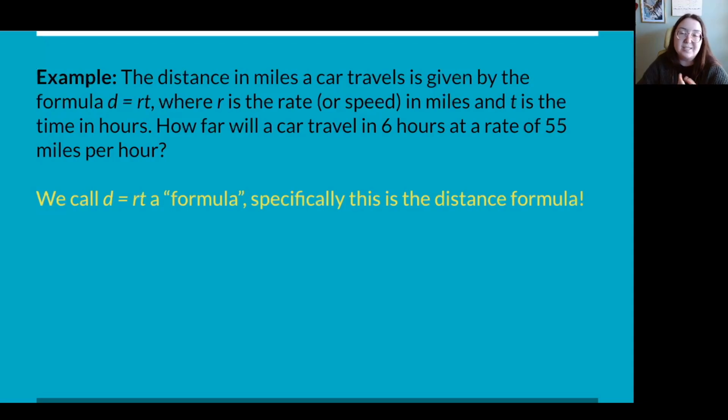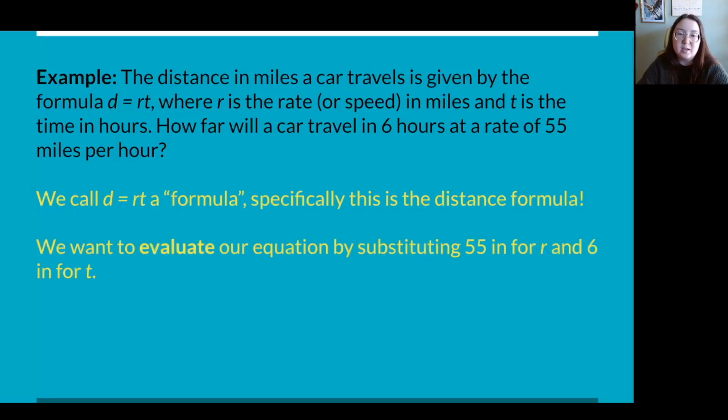So we would call d equals rt a formula. So that being a formula, it's kind of like a rule that it's telling us, it's instructions really. It's telling us that distance is equal to rt, which is going to be rate times time. That is being multiplied. And specifically, this is called the distance formula. So we want to evaluate, that's the key word here, evaluate our equation by substituting 55 in for our rate and 6 in for t, our time.